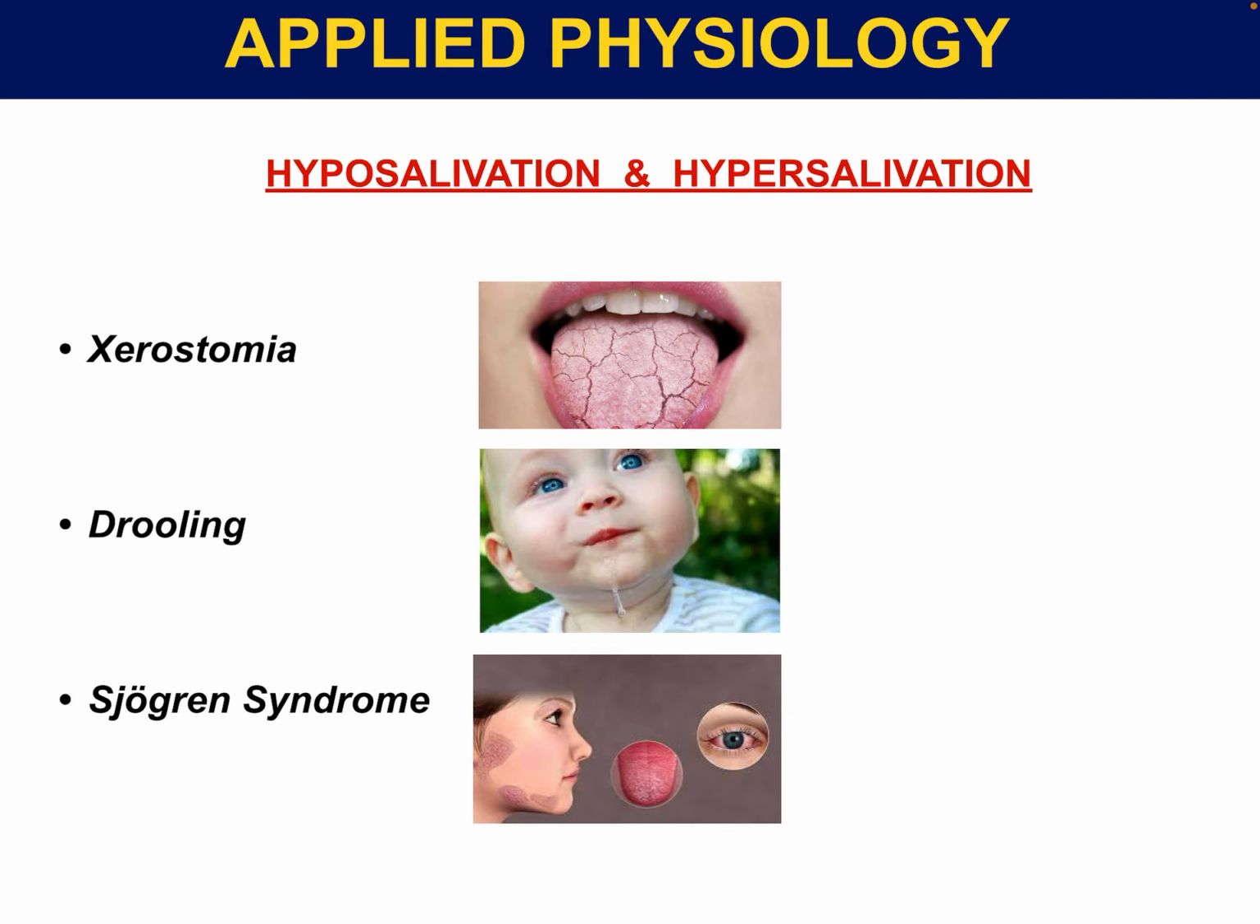Other disorders related to the salivary glands are xerostomia, that means dry mouth, and drooling. Drooling means excessive salivation or dribbling of saliva. And Sjogren's syndrome, which is an autoimmune disorder.